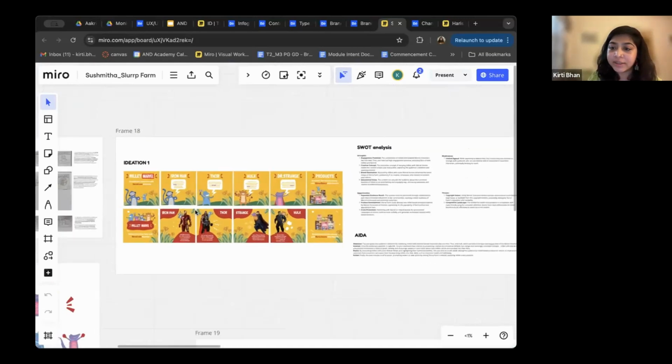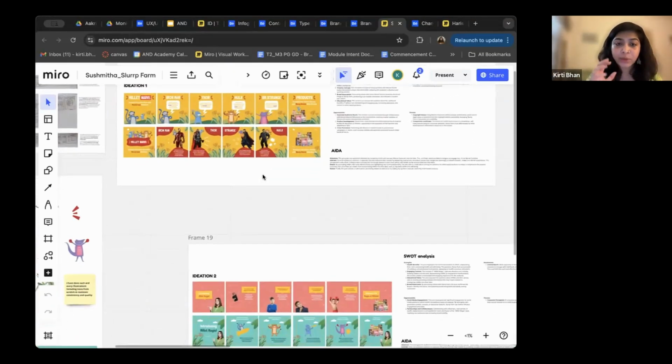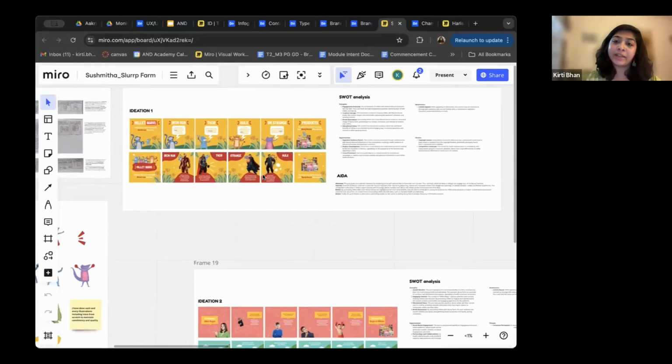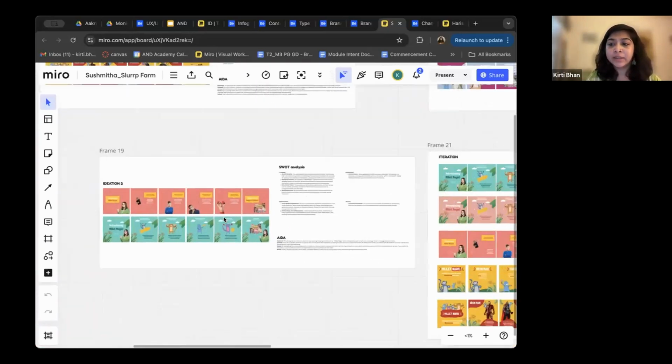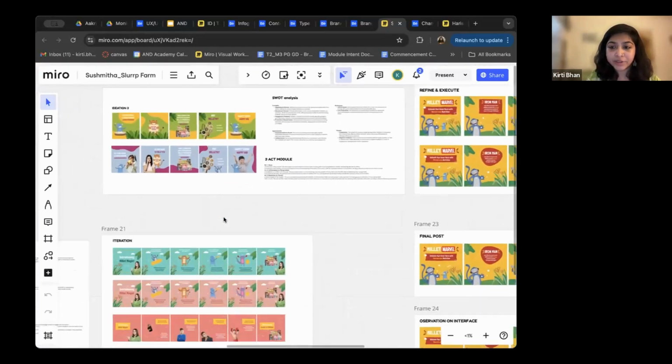Then some ideations. They also did SWOT analysis on the ideations they created, to have a better understanding, critical thinking and decision-making power. With SWOT, they were able to decide which one they are going to go with and why. So they always have their what I did and why I did. These are the iterations from what she was creating from the ideations.